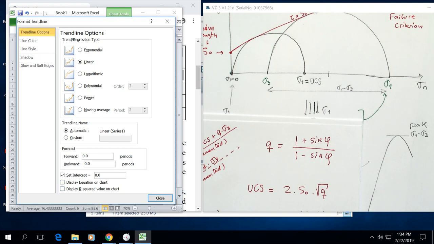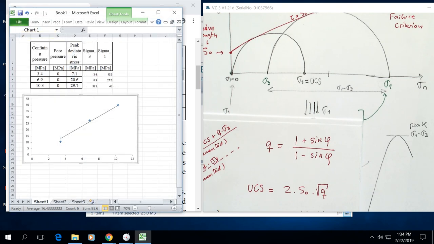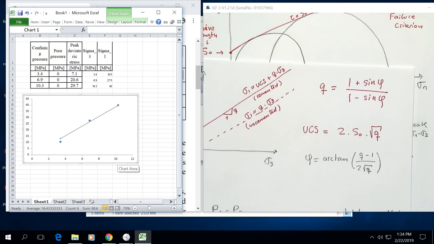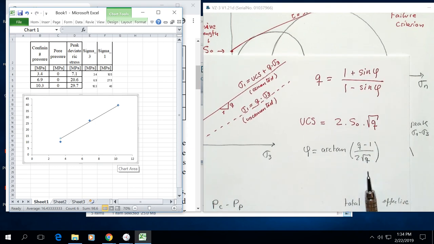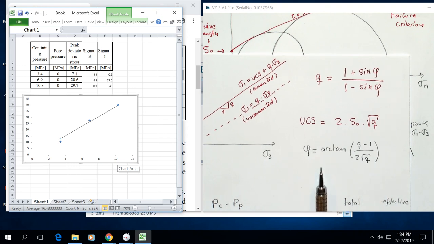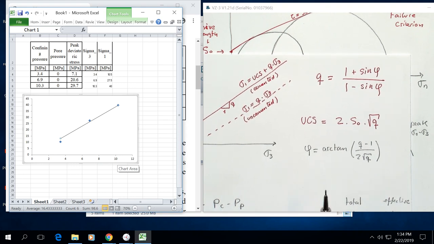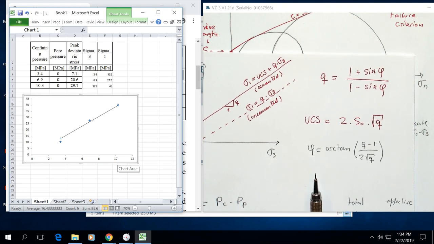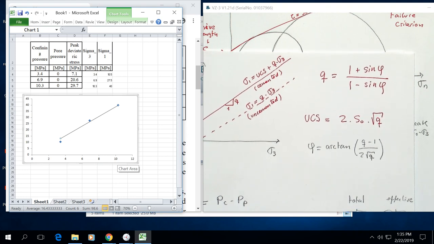But you may want to do display equation on chart. That's going to give you the value of Q, okay? And that's going to be the line. And it looks like here, Q is more or less, look, if this is about 40 divided by 10, that's about 4. So Q is equal to 4, more or less. You'll get the value when you do this in Excel on your own. You know what Q is? From here, you can calculate directly what the friction angle is. Okay. Now you have the friction angle for this test.